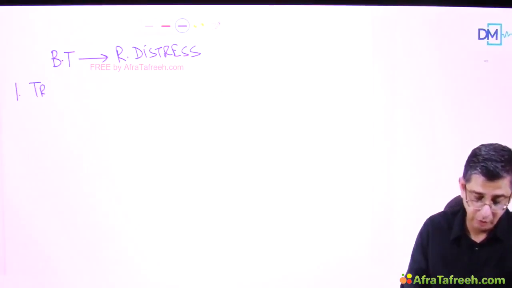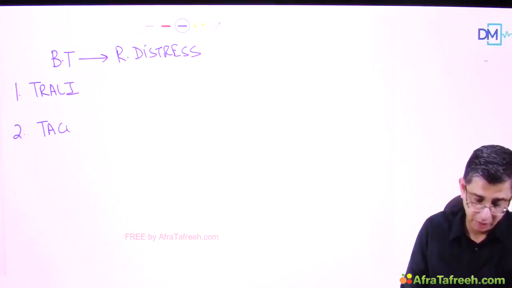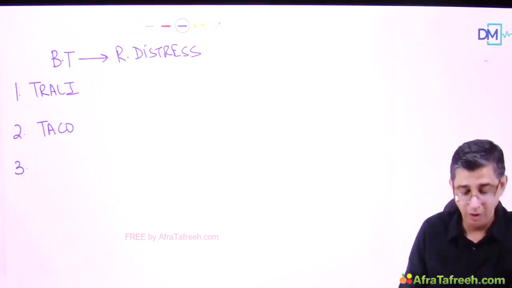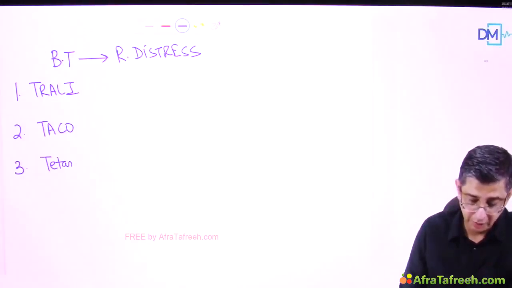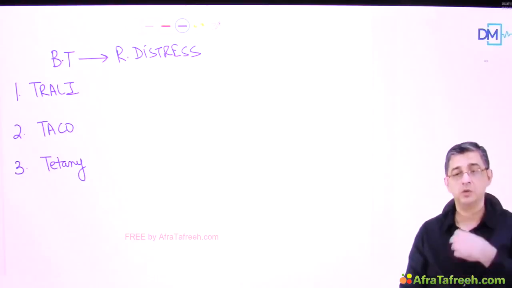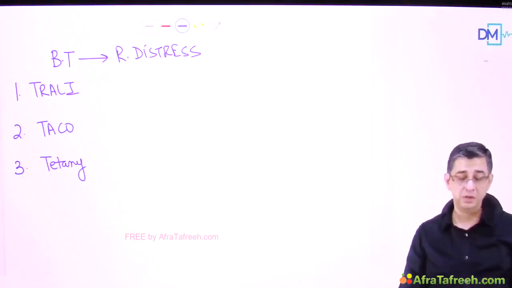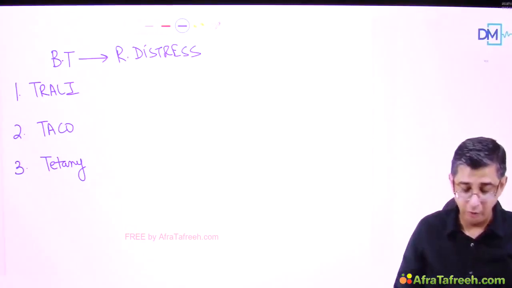One complication that you have to evaluate is the possibility of TRALI. Second is TACO, that is transfusion associated circulatory overload. Another possibility we kept in mind is tetany in a person, because there would be laryngospasm and tetany that could also manifest as breathlessness in a patient. Now, how would you pick up TRALI?